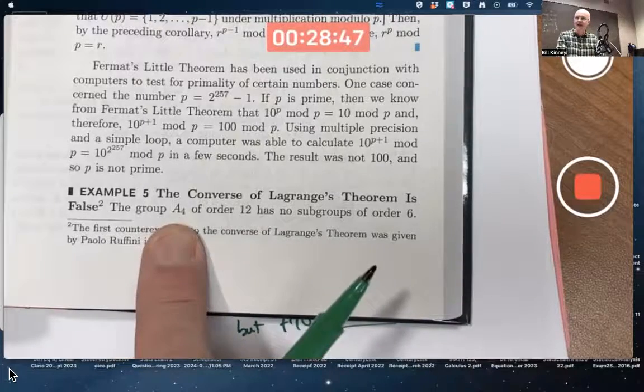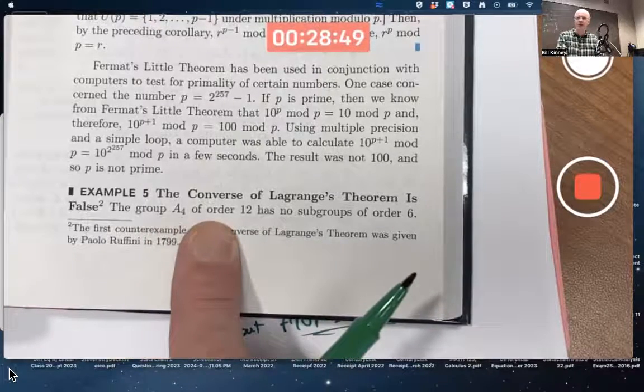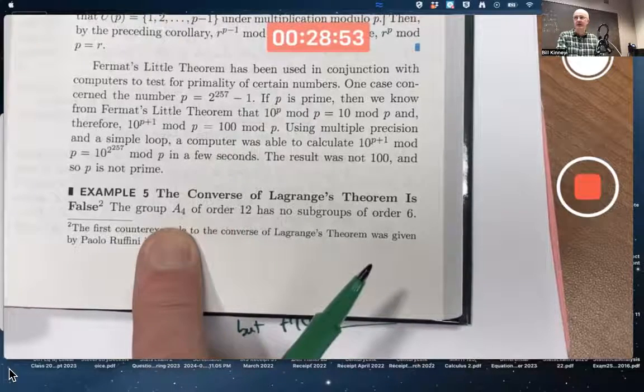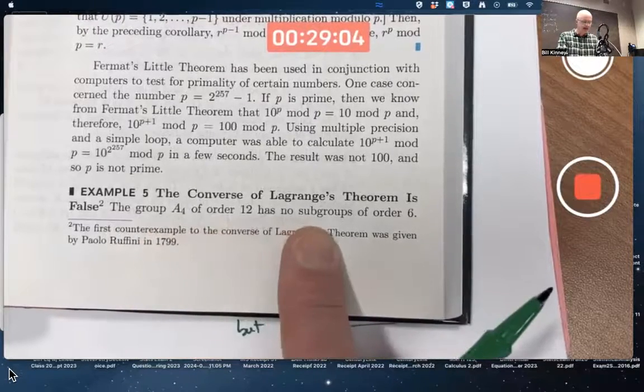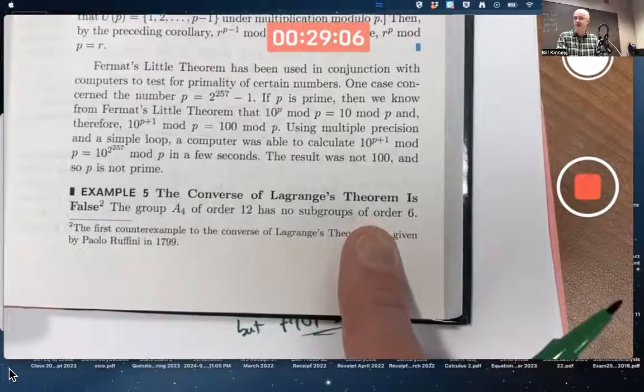How many elements does that have? It's got order 12, right? Because S4 has order 4 factorial, 24. A4 being even permutations has half that order, because S4 also has the same number of odd permutations in it. 4 factorial divided by 2 is 12. But the claim is that A4 has no subgroups of order 6, even though 6 divides 12.